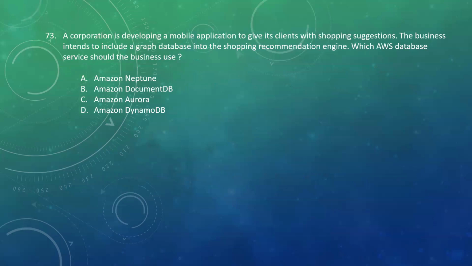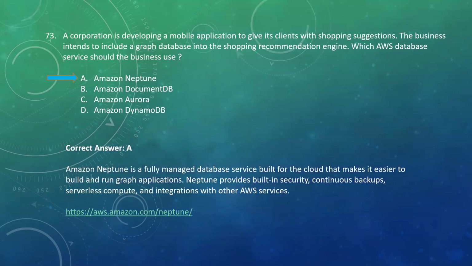Moving on to next question. A corporation is developing a mobile application to give its clients shopping suggestions. The business intends to include a graph database into the shopping recommendation engine. Which AWS database service should the business use? Your options are option A, Amazon Neptune, option B, Amazon DocumentDB, option C, Amazon Aurora, option D, Amazon DynamoDB. So the correct answer is option A, Amazon Neptune.